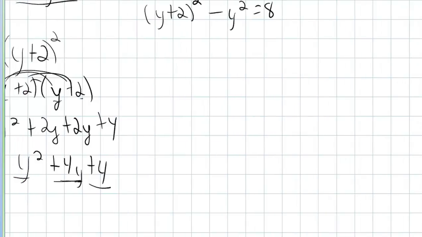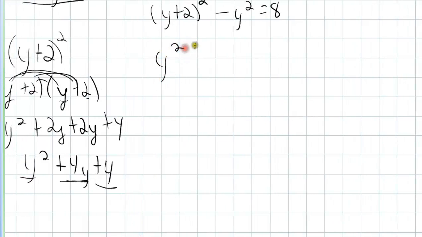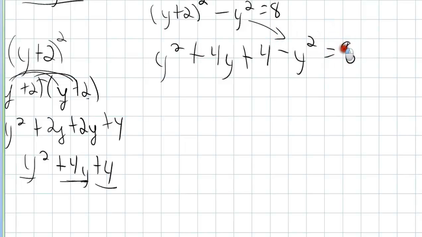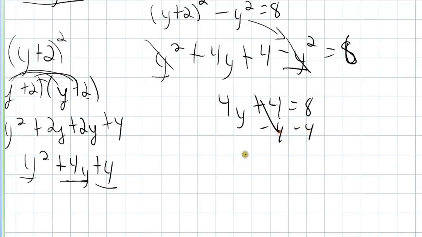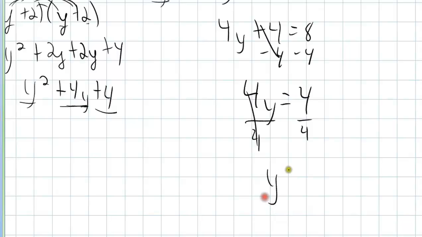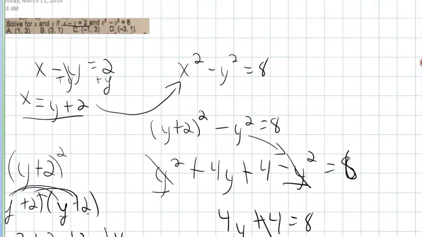Okay, but so here we have it in expanded form: y squared plus 4y plus 4 minus y squared, right, because I put that back down there, is equal to 8. Okay, here's y squared and here's negative y squared, and so they cancel, and so you have 4y plus 4 is equal to 8. I'm going to subtract 4 from both sides. 4y is equal to 4. I divide by 4 to solve for y, and y is equal to 1.